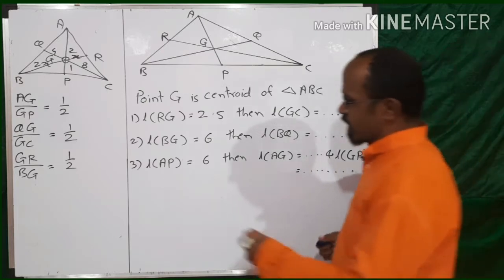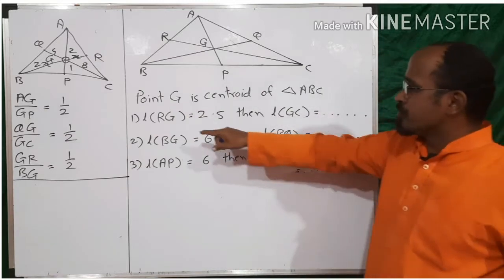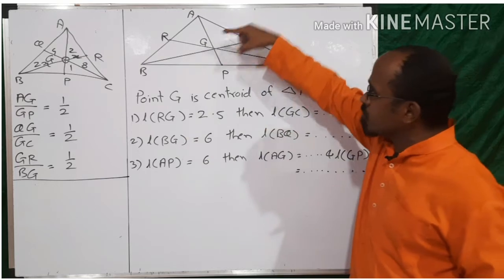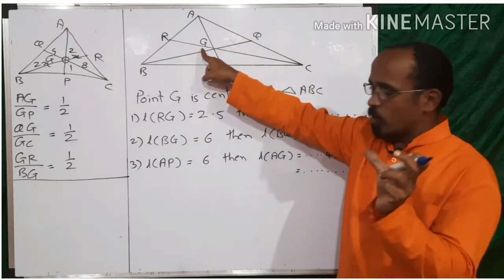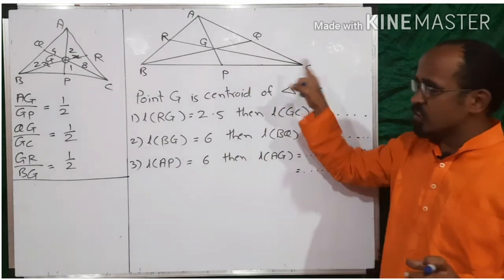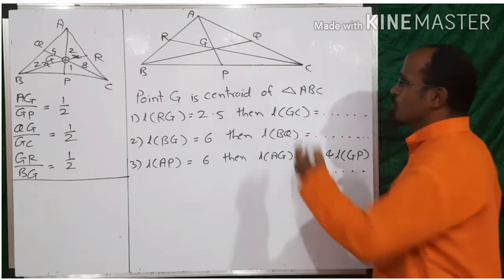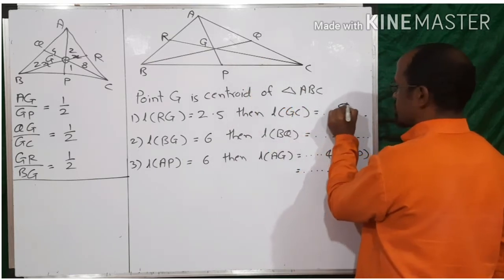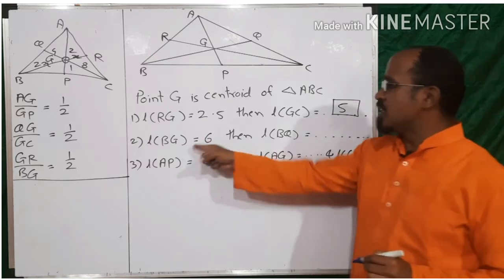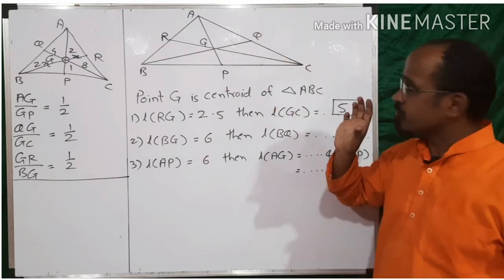Okay, so let's write. Friends, what do we know about this centroid? We know that it divides the median in the ratio of 1:2. So RG, where is RG? RG is this one. RG is the smaller part. What is the length of RG? 2.5. So what will be the length of GC? GC is bigger than RG, so GC will be twice of RG, which is equal to 5 units. BG is equal to 6. Then BQ is equal to what?